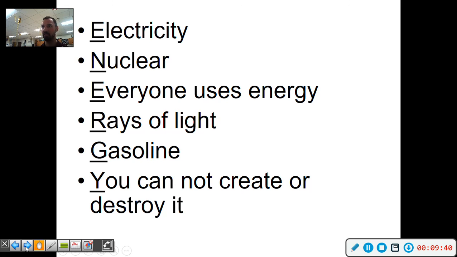All right, and just a little thing I came up with. So energy, electricity, nuclear, everyone uses it, rays of light, gasoline, you cannot create it or destroy it.